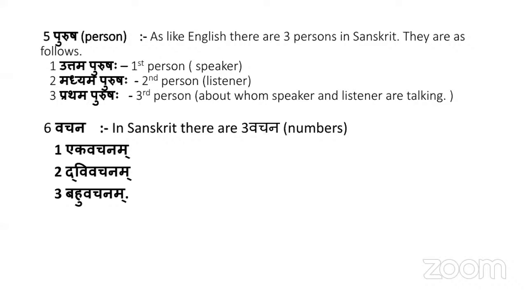Just remember, what is meant by Pratham Purush? Pratham Purush means about whom the speaker and listener are talking. Maybe it is a person or thing, whatever it is. So this is Pratham Purush for Sanskrit. So these are the three Purush in Sanskrit: Uttam Purush, Madhyam Purush, and Pratham Purush. And the last point is Vachan. You know very well in Sanskrit there are three Vachan or numbers. Which are they? Ekvachanam, Dvivachanam, and Bahuvachanam. Right? Now take a screenshot.